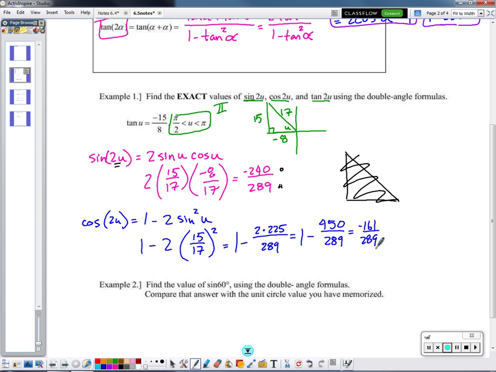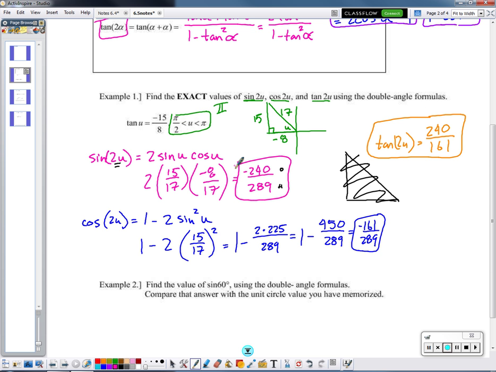So I found cosine, I found sine. The only thing I'm missing here is tangent. And remember, tangent of 2u is going to be opposite over adjacent. So the opposite side would be negative 240 and the adjacent side would be negative 161. So it looks like I'm down in the third quadrant for this angle, since both the sine and cosine are negative. And since sine and cosine are both negative, I know the tangent has to be positive. So this is going to be 240 over 161. And I can leave my answer like that if I like, that's fine. So here I found the sine, cosine, and tangent of 2u.